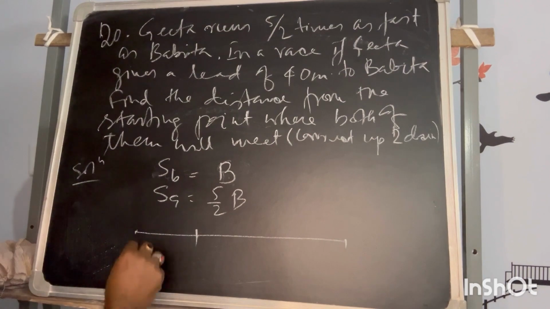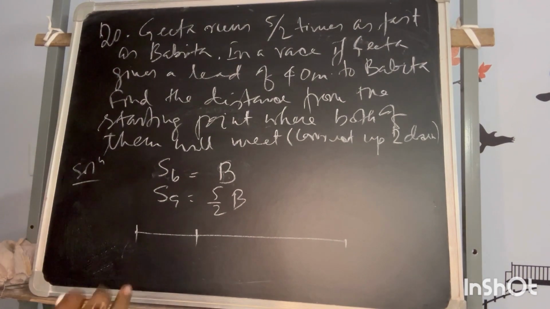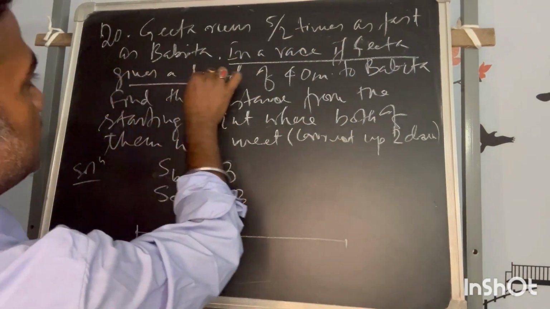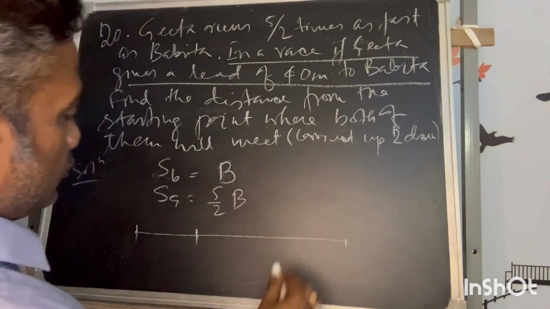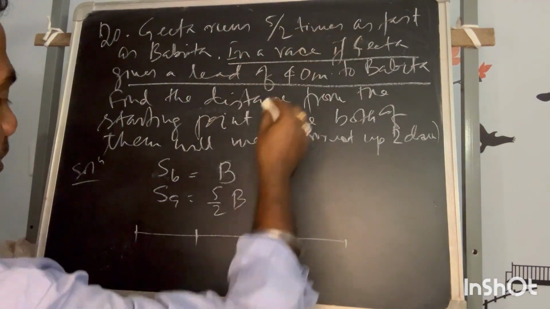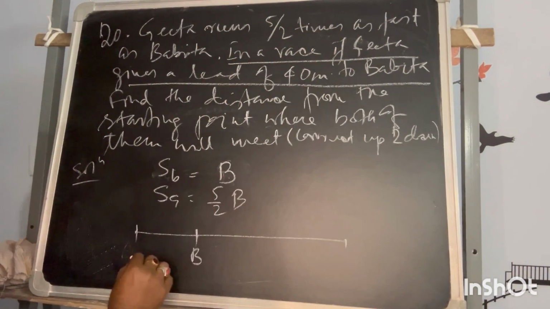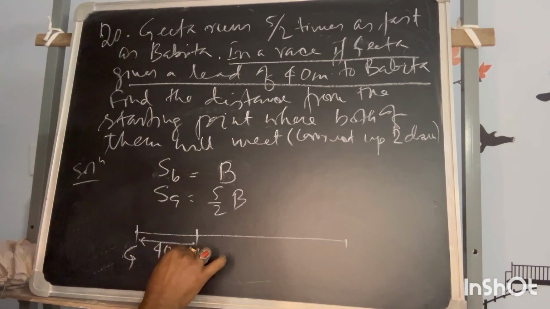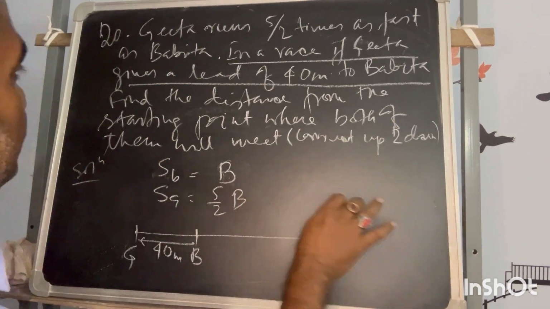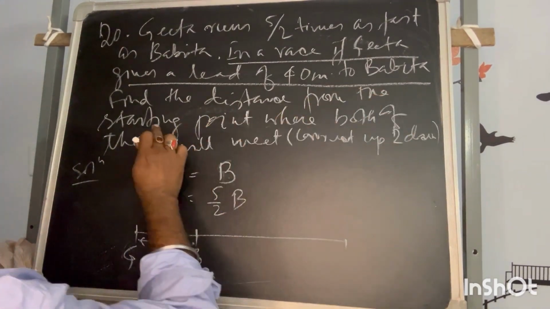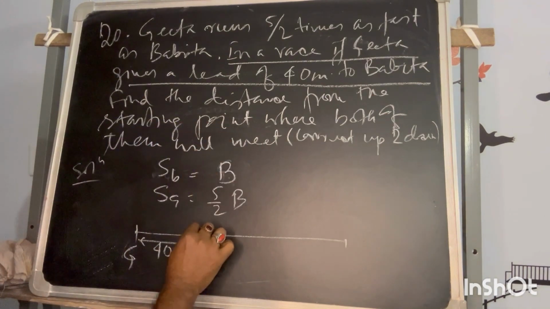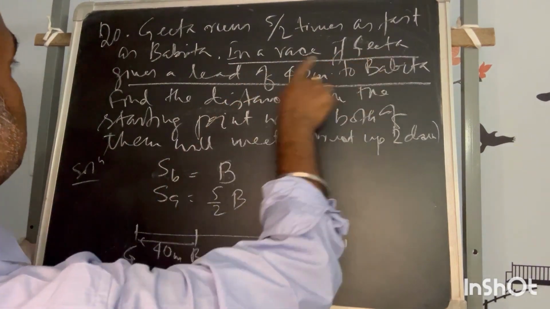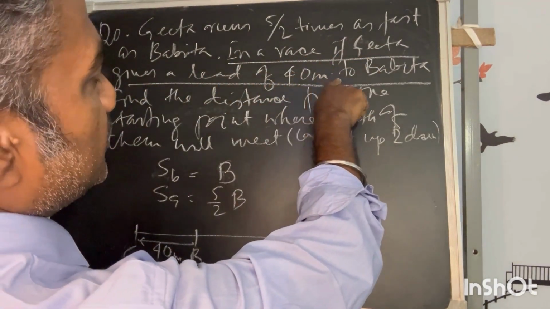So they are moving in a straight line. What do you think about this line? In a race, Geeta gives a lead of 40 meter to Babita. That means as Babita is slower, Babita is here and Geeta is here, and they are 40 meter apart from each other. Then they start moving, find the distance from the starting point.